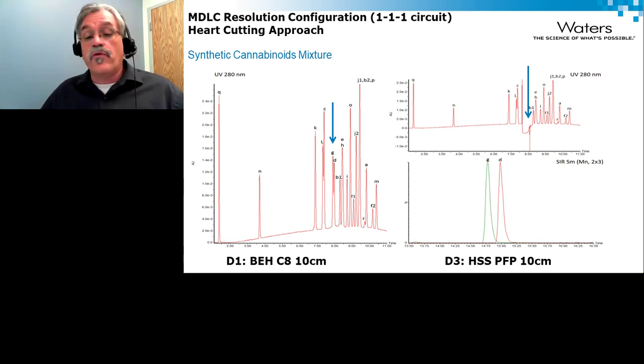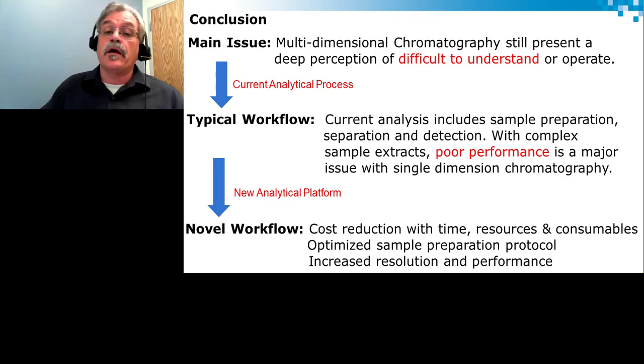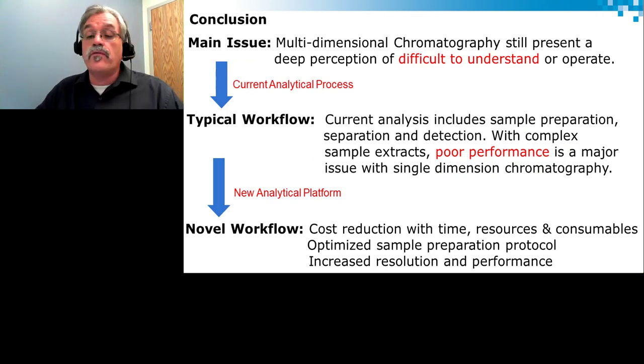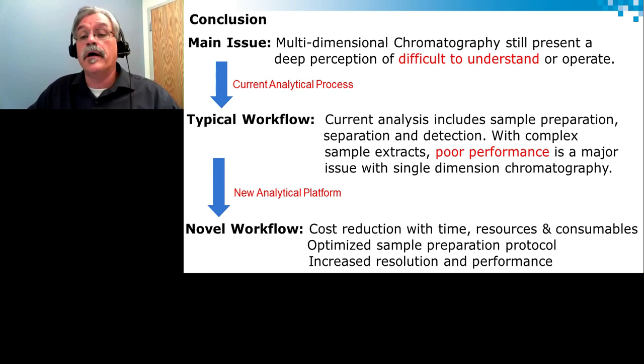So now this brings us to the last slide, and I think it's a conclusion that I'd like to leave all of you with. The main issue that I've seen over the years when I talk about the concept is this deep perception of it being difficult to understand or operate. And that's actually not the case. A typical workflow today will have a very complex sample prep and usually will lead to poor performance. And that's actually where the scenario is right now.